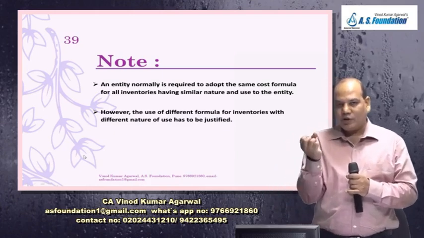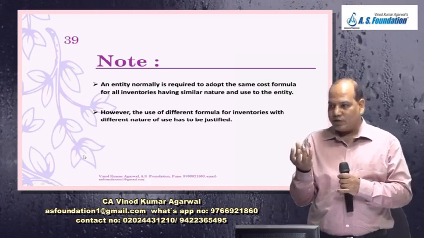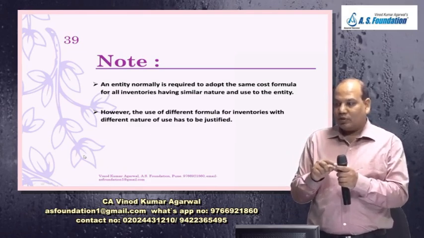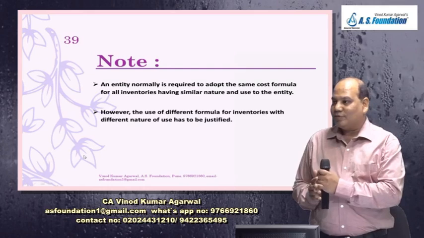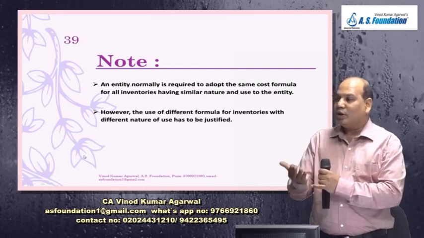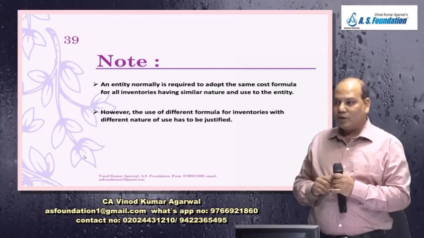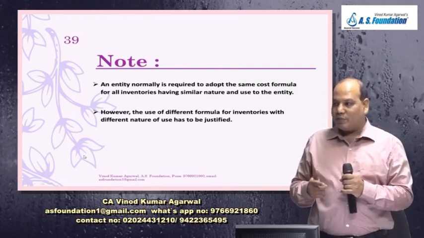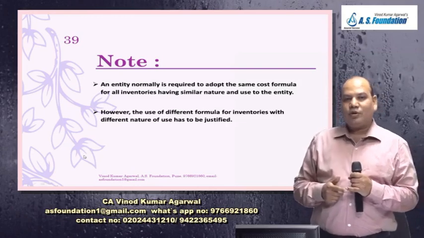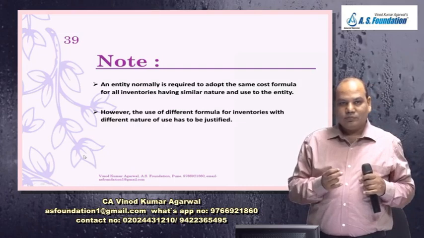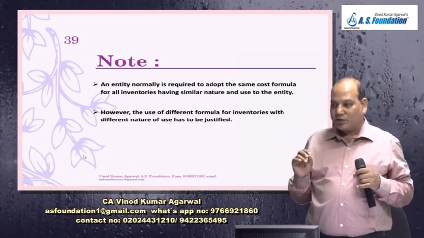So take the same item, for example, a raw material, which you can use for your production and you also sell it. You trade in that item and you use it for further processing also. So the nature of the use is varying here. You are using it for trading purposes and you are using it in the production process also, the same item of raw material. So in that case you can apply two different methods.